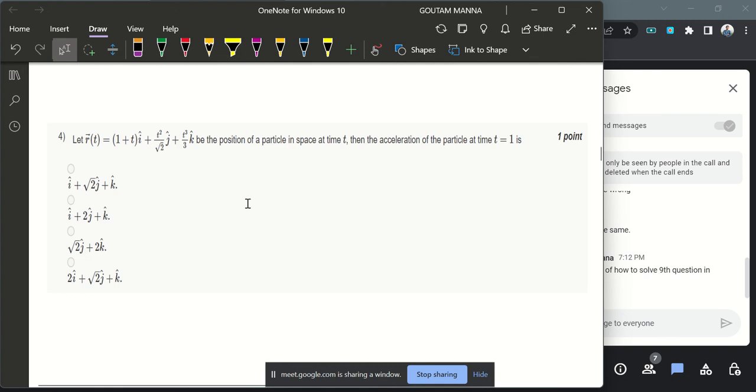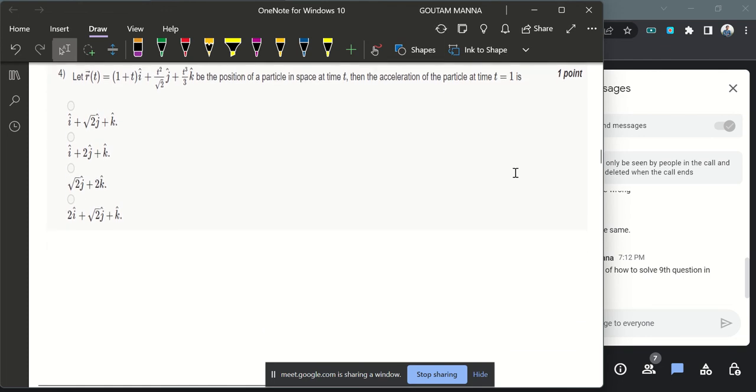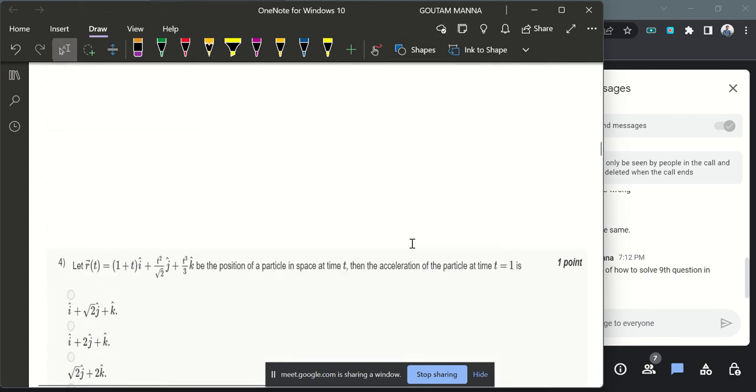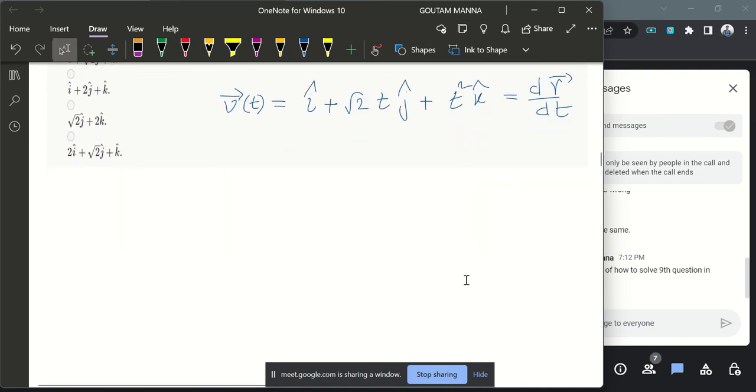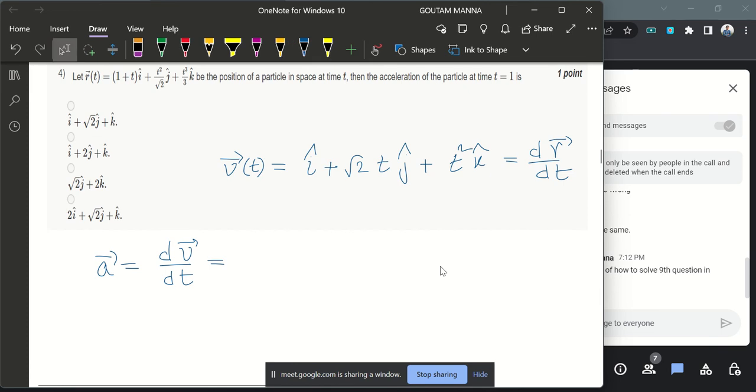Now in problem 4, you are given the same position vector and you are asked to find the acceleration at time t equal to 1. For this position vector we have already calculated the velocity as a function of time, which is i hat plus root 2 t j hat plus t square k hat. This is dr/dt. Now acceleration is the rate of change of velocity, so acceleration will be dv/dt. If you take the derivative, there is no t dependence for the i hat component, so it will be 0, plus here it will be root 2 j hat, plus here it will be 2t k hat.